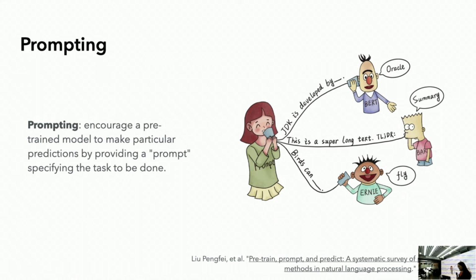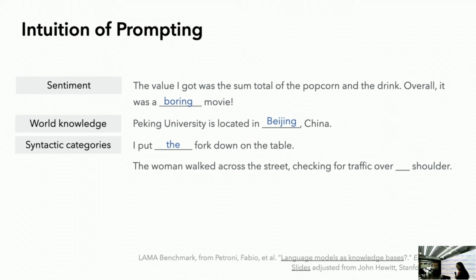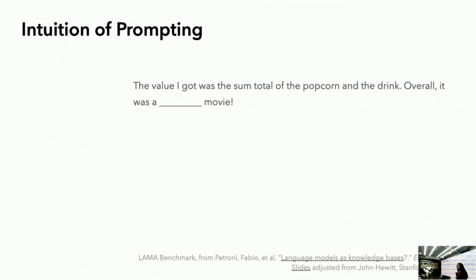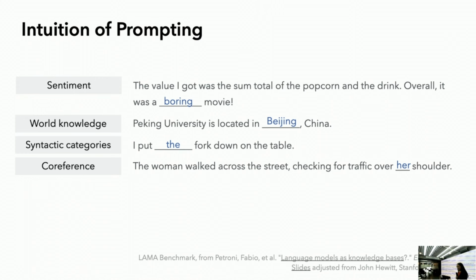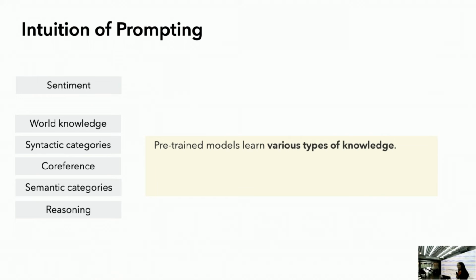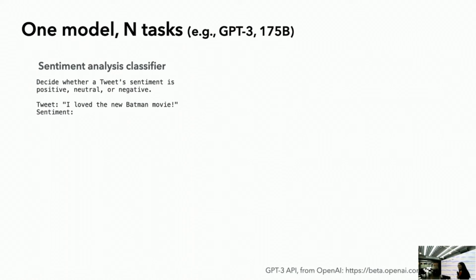So what does that mean? Let's say I want to do sentiment analysis. Instead of building a sentiment classifier, we are going to get the sentence and then just ask, overall, it was a blank movie. Or if you think about world knowledge, a lot of the tasks that I mentioned earlier. Sorry, the animation is not working here. So pre-training actually will learn different types of information, and this knowledge is useful across many NLP tasks. That's why large language modeling is very powerful. And then that knowledge can be surfaced or triggered through a prompt. So if we want to solve a sentiment analysis classification here, instead of building a model, we can just input the tweet, I love the new Batman movie, and then sentiment, leave it blank. And then the model is going to replace it with positive.